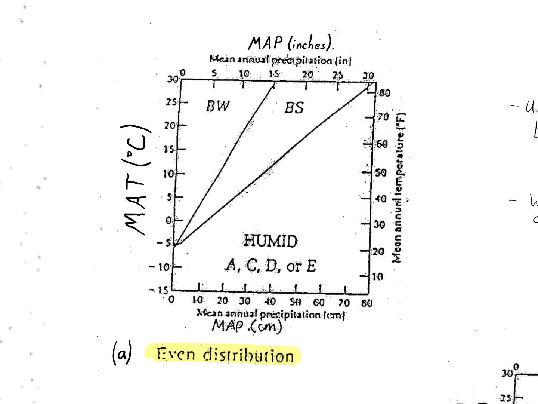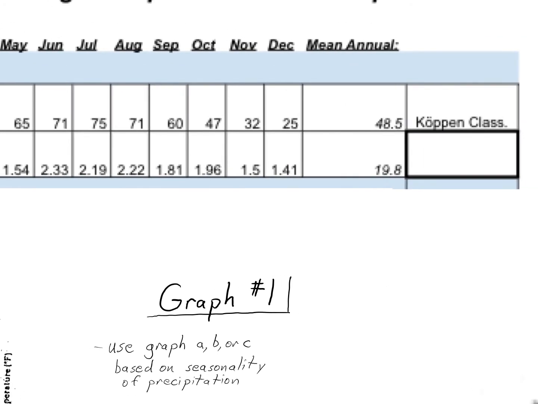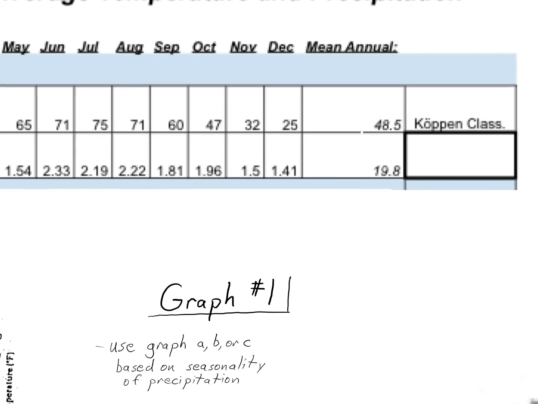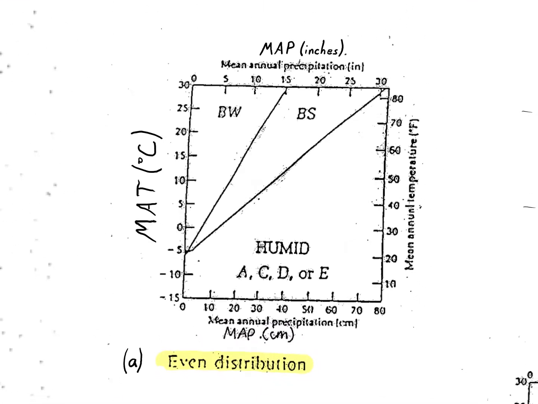Okay, now to use this graph, we need two values. We need our mean annual precipitation and our mean annual temperature. Our horizontal axis is precip. Our vertical axis is temperature. So again, we need to go back here to Moscow's data. We've got our mean annual temperature of 48.5 degrees and our mean annual precipitation of 19.8 inches. So 48.5 and 19.8. Come back here to our graph.